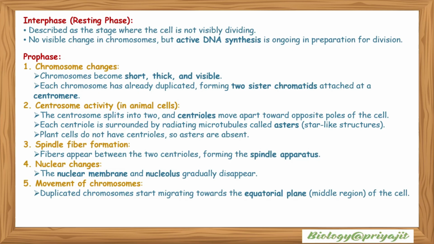Centrosome activity: in animal cells, the centrosome splits into two and centrioles move apart toward opposite poles of the cell. Each centriole is surrounded by radiating microtubules called asters, that is the star-like structures, and plant cells do not have centrioles, so asters are absent. Spindle fiber formation: fibers appear between the two centrioles forming the spindle apparatus. Nuclear changes: the nuclear membrane and nucleolus gradually disappear. Movement of chromosomes: the duplicated chromosomes start migrating towards the equatorial plane or middle region of the cell.